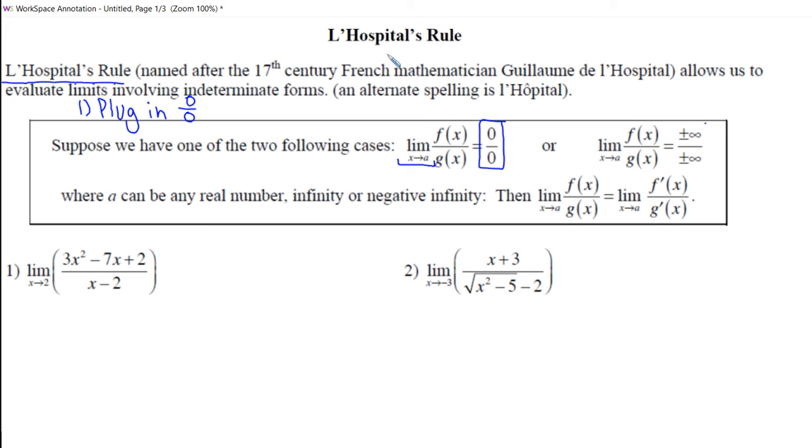Here's how L'Hopital's rule actually works. We're saying that the limit of something over something is going to equal the limit of the derivative over that derivative.